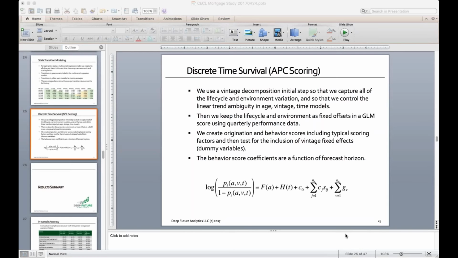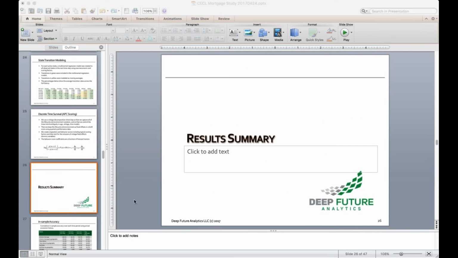So I want to pause, see if there are any questions before I go on. That's the list of models, and the next thing we'll do is show the results.